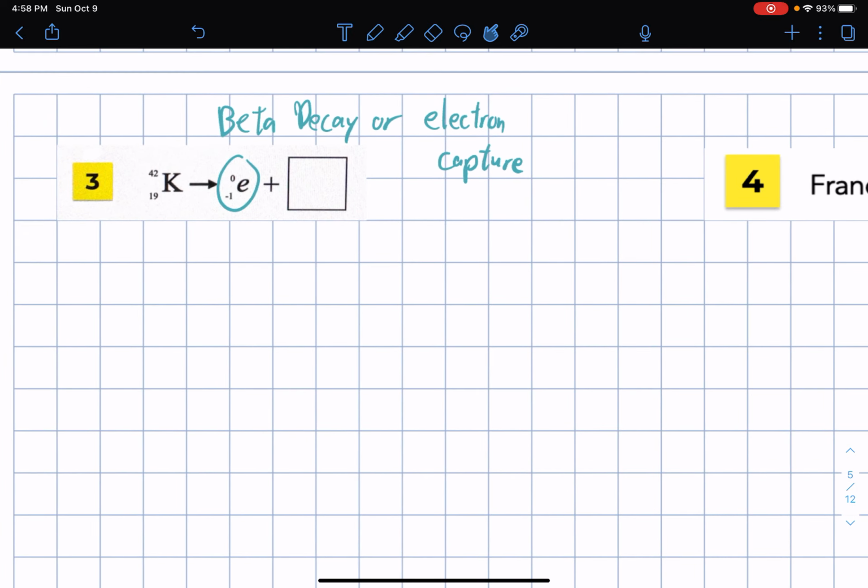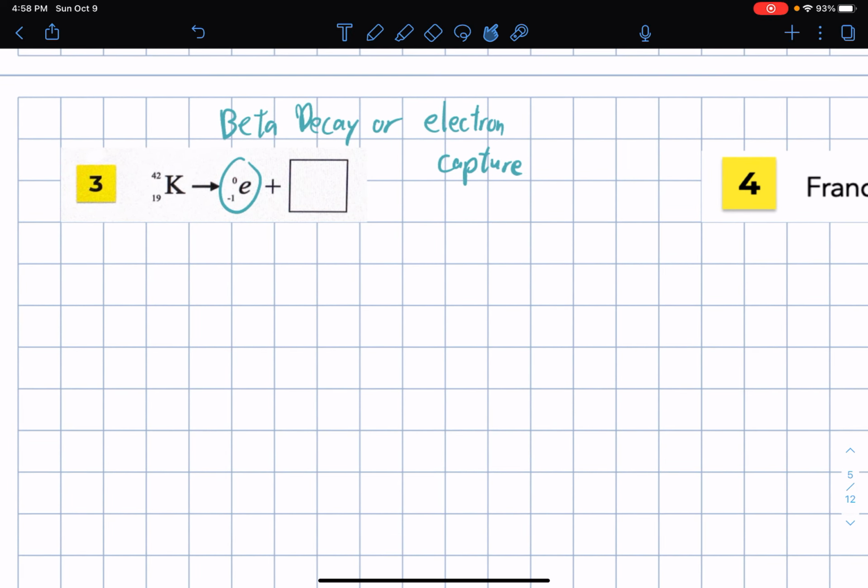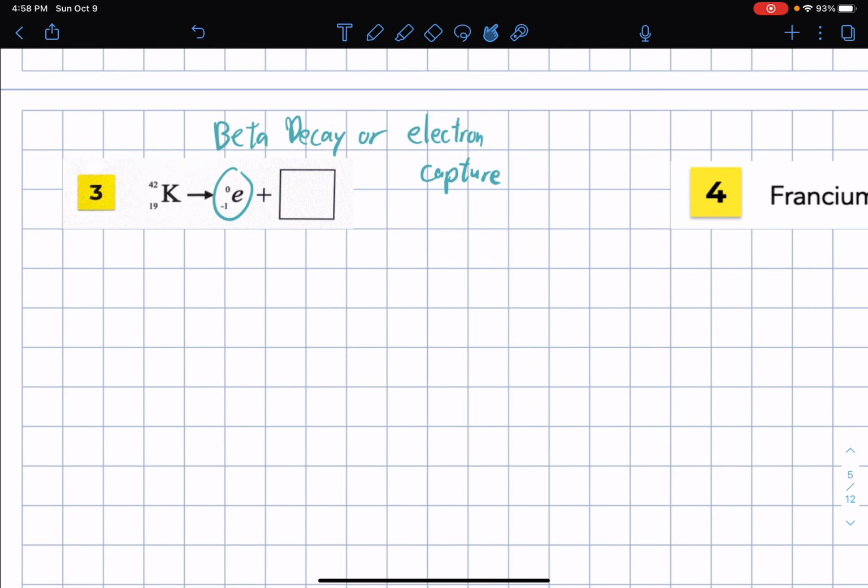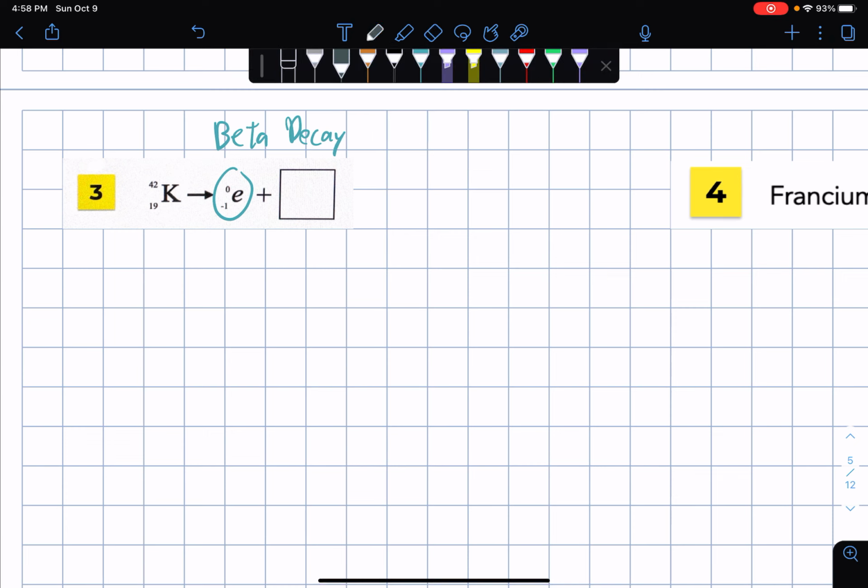For this nuclear reaction, it's actually beta decay, not electron capture, for the reason that this symbol is at the product side of the nuclear equation or reaction. If it's electron capture, this symbol should be at the left side, probably in absorbed nuclear reaction scenarios.